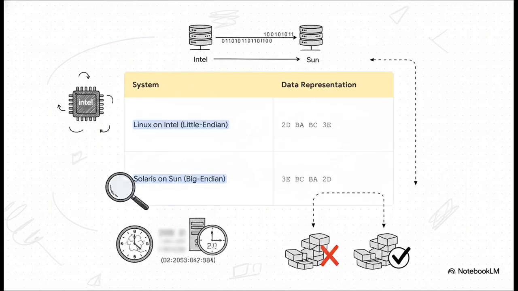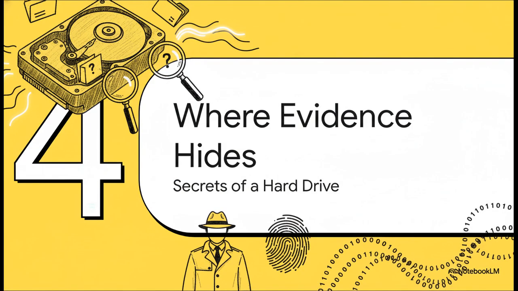Just take a look at this. This shows data captured from two different computers at the exact same time. The hexadecimal code you see represents the same date, May 10, 2003. But on the Sun system, the bytes are in one order, and on the Intel machine, they are totally flipped. If an investigator doesn't know to look for this, they're not going to see a timestamp, they're going to see absolute gibberish.